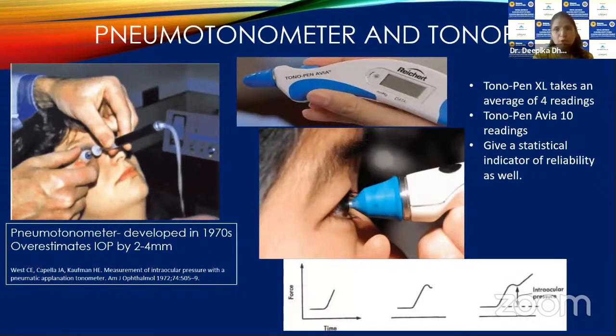Then another are the pneumotonometer and the Tonopen, which are also applanation based, but they use a dynamic applanation technique. The pneumotonometer consists of a 5 millimeter diameter tip, and the readings are displayed on a console. The readings are usually overestimated from GAT by 2 to 4 millimeters. And this is the Tonopen, which uses a 1.5 millimeter tip, is pen shaped and gives readings on the display. These tonometers are usually good when IOPs are in the normal range.